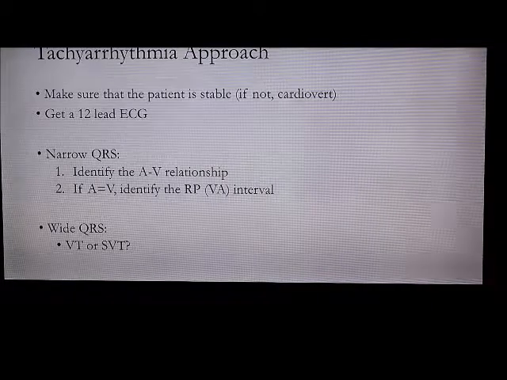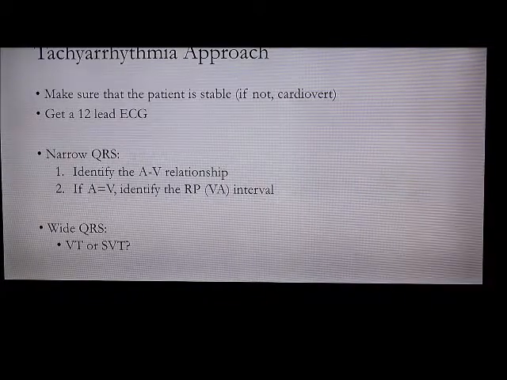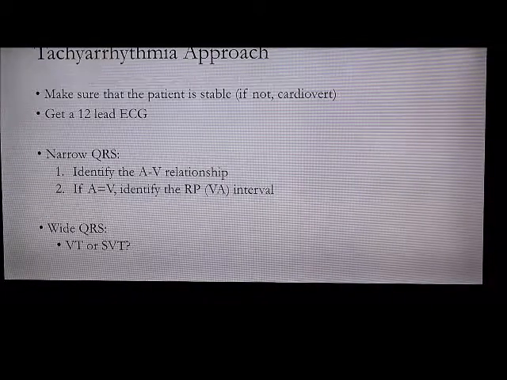Okay, so first of all, make sure the patient is stable. If he's unstable, don't bother with everything we talked about. Just shock him and then figure out what that rhythm was. If it's stable, always get a 12-lead ECG. Don't base any diagnosis on the monitor rhythm or a rhythm strip. Always get a 12-lead ECG.